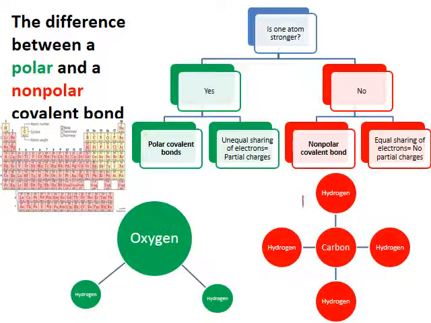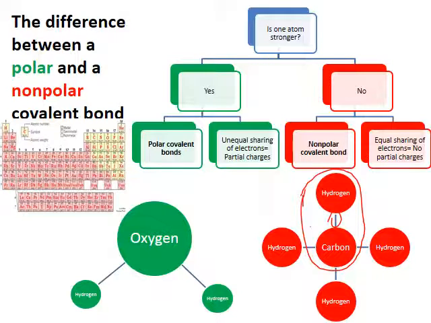If we look at one of these bonds at a time, between this carbon and this hydrogen, in our electronegativity trend there's an exception to the general trend: carbon has the same strength as hydrogen, or hydrogen has the same strength as carbon, so they have equal strength. That means one is not stronger than the other. We'll go to the no side. So this bond right here is a nonpolar covalent bond. Why? Because these two atoms have the same strength, which means there's going to be equal sharing of the electrons in that bond.